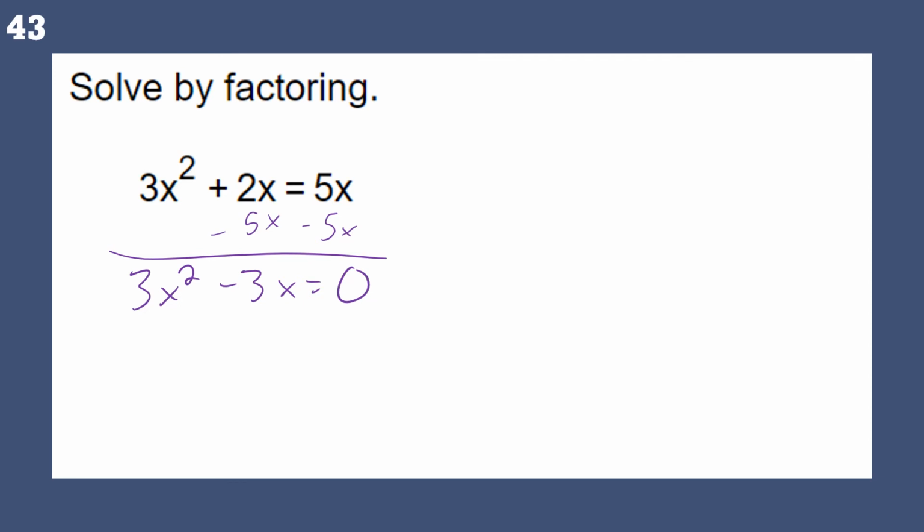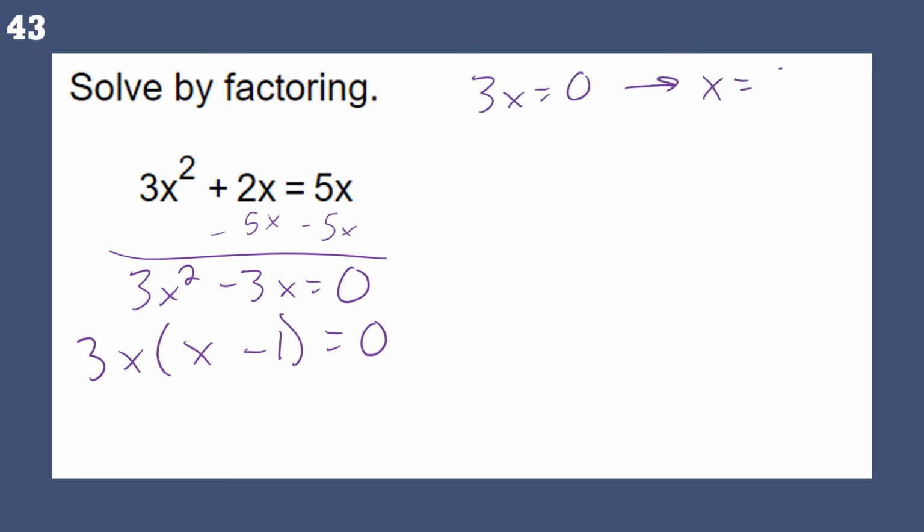Now, this is kind of funny because this is just a binomial, not a trinomial. So my first tactic, my strategy, is going to be to take out the greatest common factor. So I can actually take a 3x out of both terms, and that would leave me an x minus 1. Now I have two factors equal to 0, so I'm going to set them each equal to 0. 3x equals 0. Well, that would give me x equals 0. And then I have x minus 1 equals 0. And so if I add 1 to both sides, I get x equals 1. So those are my two solutions.